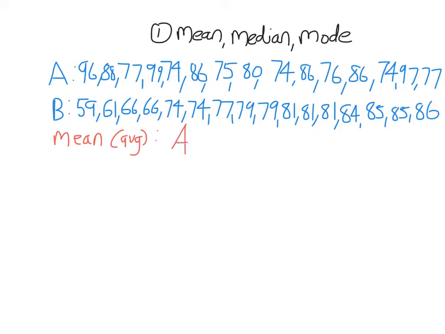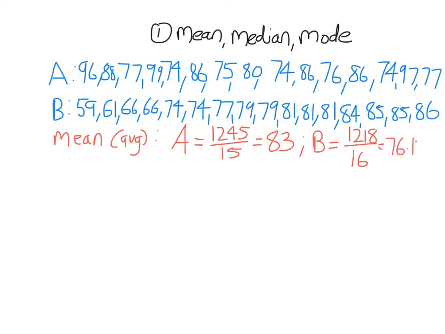So for A, if you add up all the scores, you can obviously use your calculator, you get 1245. You divide by 15 because that's how many there are. So you get 83. The mean of class B is similar. You add them all up and you should get 1218. This time there are 16 scores. So if we do 1218 divided by 16, we get 76.125. There is no reason that the mean needs to be a whole number.